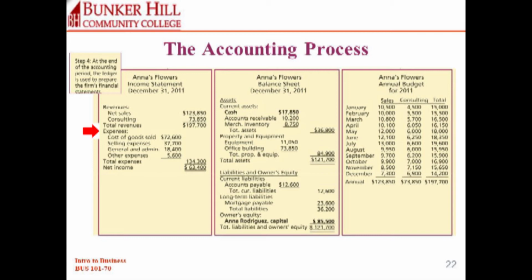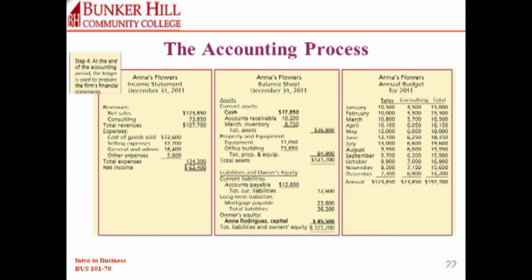Her expenses: cost of goods sold, selling expenses, that's probably advertising, general and administration, maybe she had to pay rent, she had to buy various supplies, etc., pay for the internet. Other expenses, just miscellaneous things that popped up. Her total expenses were $134,300. You take the total revenues, you subtract the expenses, her net income is $63,400. You could not do an income statement unless you had the first 3 steps completed to get all of that data collected. So that's the bookkeeping part leads to the accounting part.